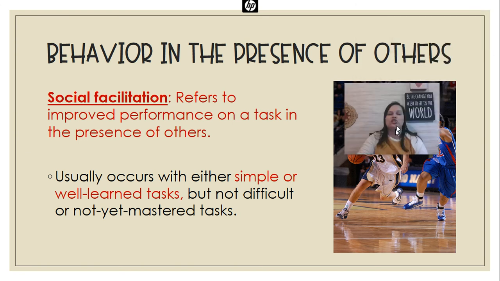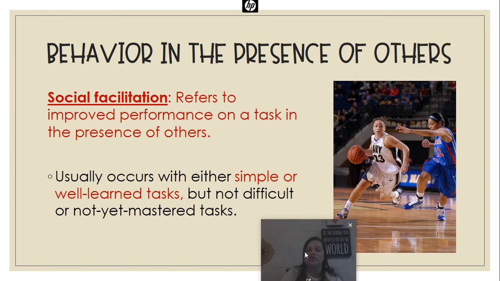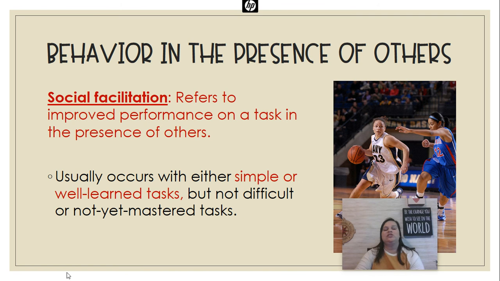All right, the next one, social facilitation. How do we behave in the presence of others? Social facilitation says that if we're doing a task in front of others, whether it's giving a speech, playing a sport, dancing, anything like that, we will do better on the task if there's a group. But this only occurs on a simple or a well-learned task. If you're trying to do something really difficult, or not necessarily difficult but new to you, you're not necessarily going to do better in front of others.